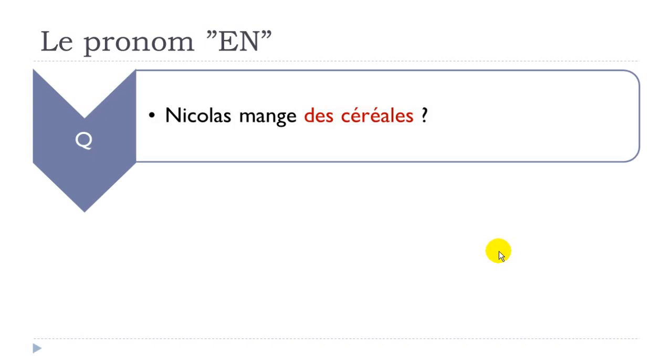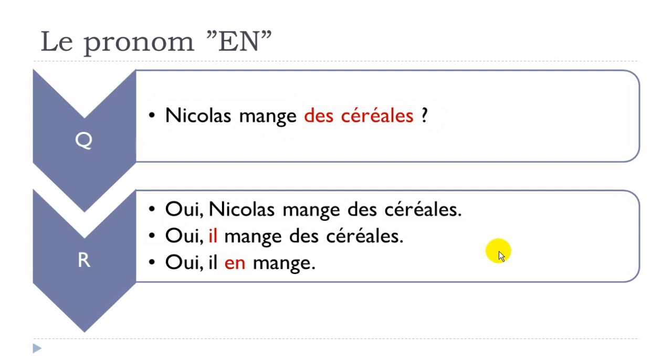So let's see now. Nicolas mange des céréales. So here we've got the plural form. Oui, Nicolas mange des céréales. Oui, il mange des céréales. Oui, il en mange. All right? So basically when you've got the plural form for des céréales here, you don't put anything after your verb. All right, so when you use this article indéfini, you will only need to put something after your verb if it's un or une, or then in other cases, but we will come to that a bit later, okay?